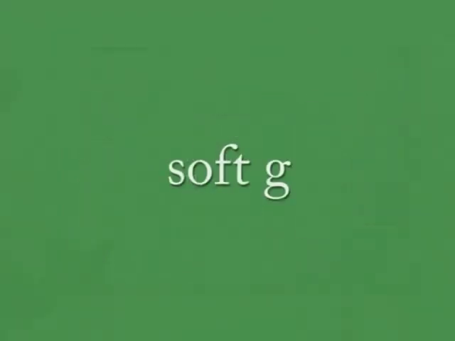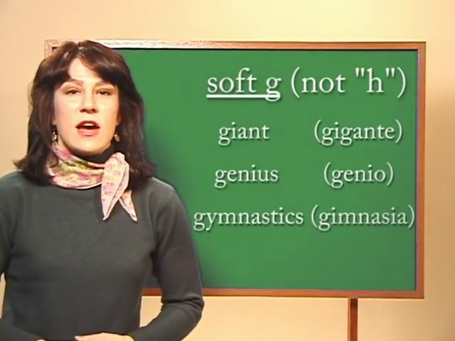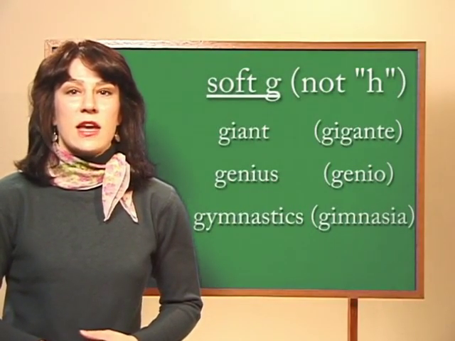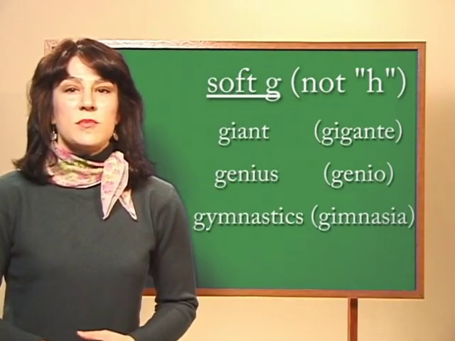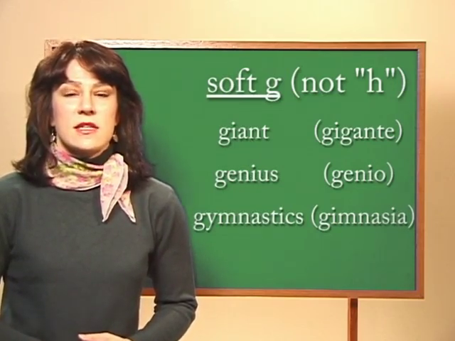The soft G sound. G. The soft G sound is made by opening the mouth and pushing the lips forward. The teeth are shown clenched together. The tip of the tongue touches the top of the mouth. In English, the soft G sound is pronounced just like the J. Words beginning with soft G are giant, genius, and gymnastics.